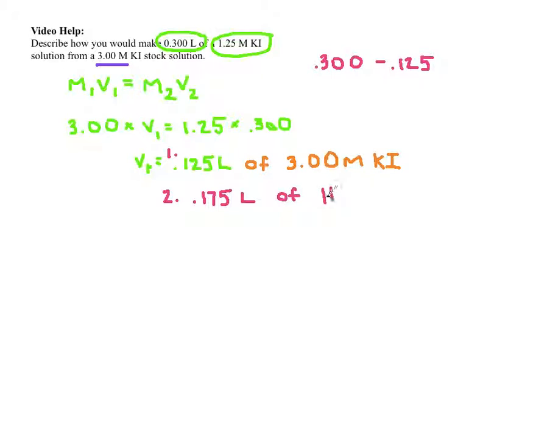Once you figure out how much of your concentrated solution you need, so the fact that I needed 0.125 liters of the 3 molar KI, after that point you just add enough water so that you have the correct final volume. So 0.125 plus 0.175 gives me 0.3 liters, which is my final volume I want. So I'm good with that.